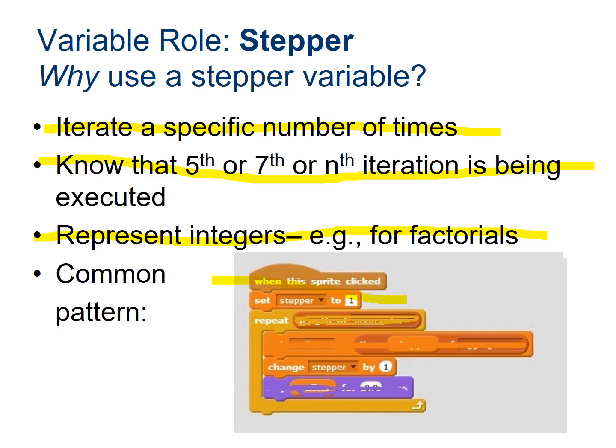When we click on a sprite, we set the stepper to 1. Later, we go ahead and repeat this code. This code is blocked out here. We don't really need to know what's going on. And later, we change the stepper by 1, and then it repeats itself. So initially, the stepper is 1. We add 1 to it, so it becomes 2. Then it repeats again, it becomes 3. Repeats again, becomes 4. Repeats again, it becomes 5.